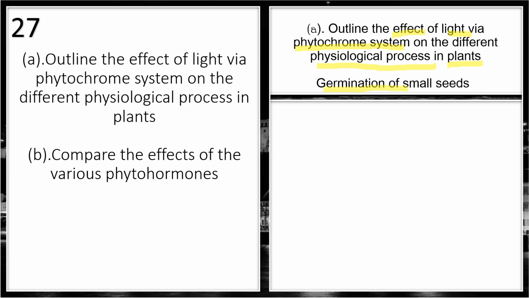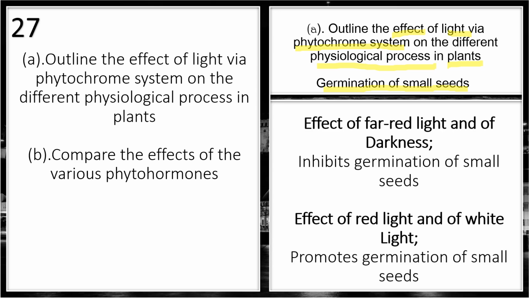Let's look at germination in small seeds. Far red light and darkness inhibit germination of small seeds. Red light and white light promote germination of small seeds.